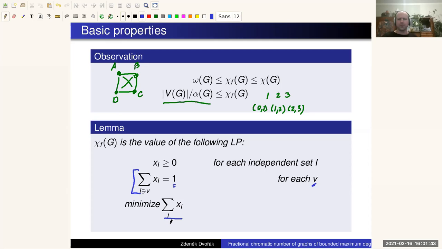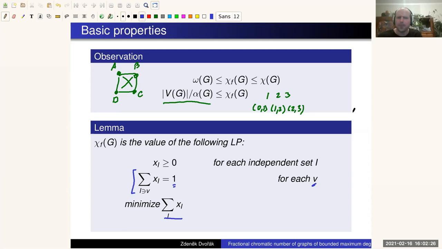So this is somehow not an efficient way to compute the fractional chromatic number, of course, because the number of independent sets in my graph can be exponential in the number of its vertices. So this linear program can have exponential size, but for reasonably small graphs, you can use this to compute the fractional chromatic number, and this will actually be important later in my talk.